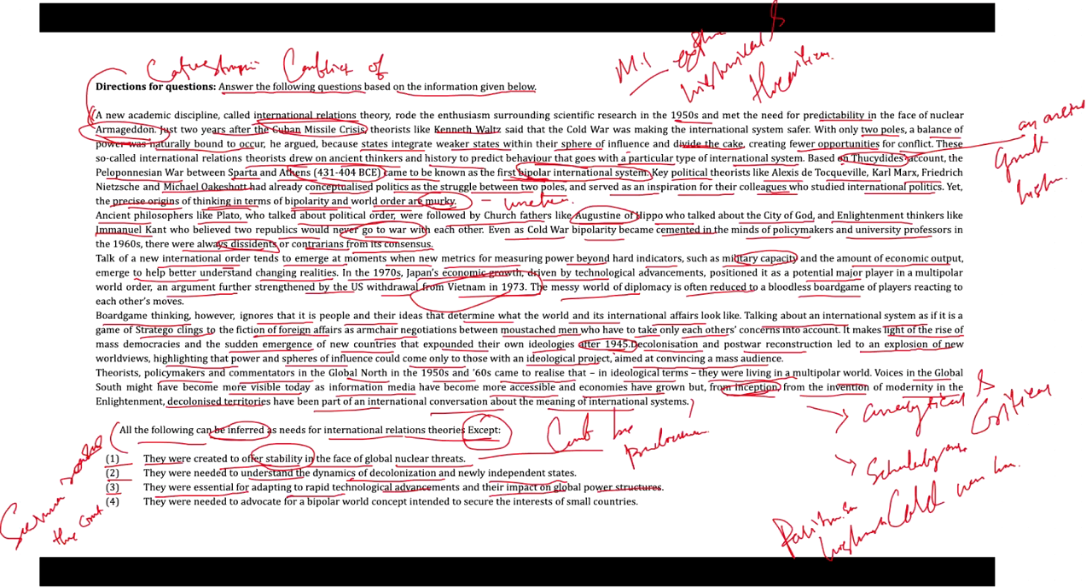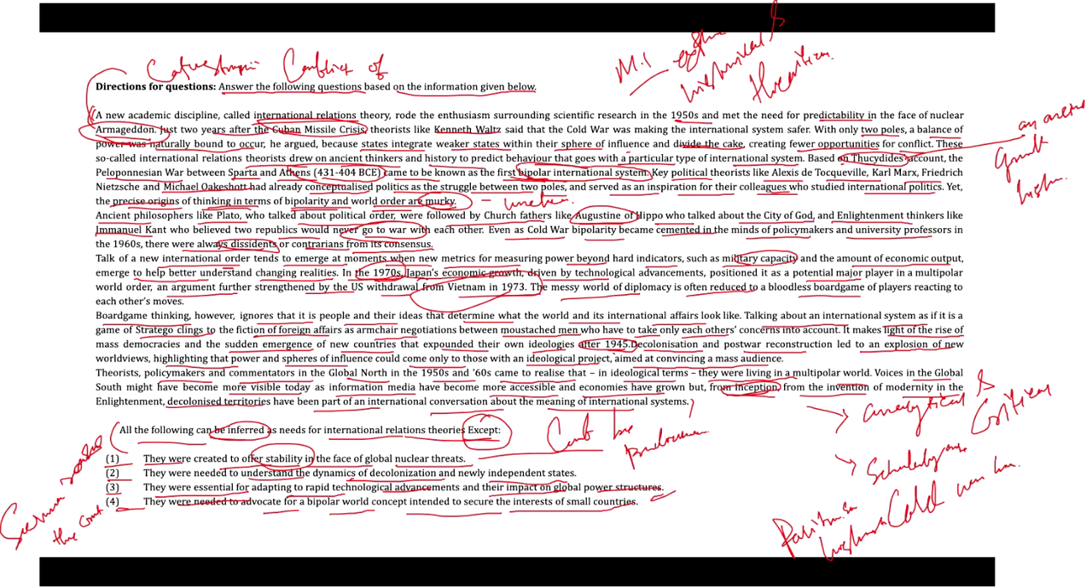Four, it is stated that they were needed to advocate or support a bipolar world concept intended to secure the interest of small countries. Now, in that case, option 4 states what? To advocate for a bipolar world concept intended to secure the interest of small countries. So the choice suggests that international relations theories were needed to promote a two superpower system, a bipolar world, to protect smaller countries. However, the passage does not mention this.